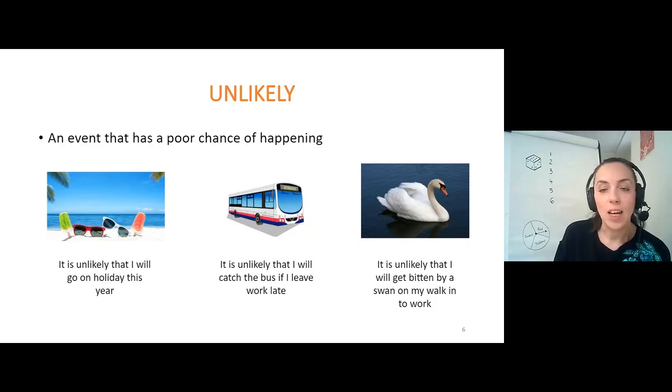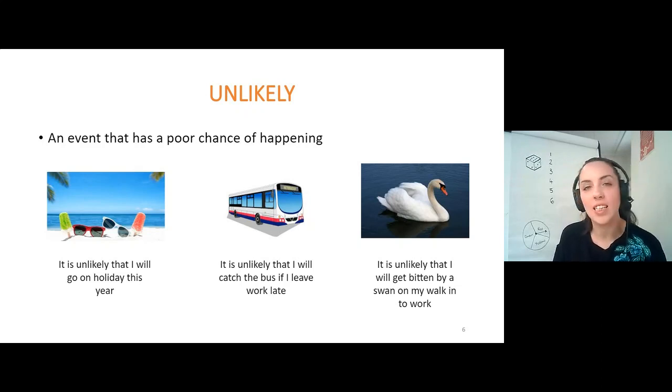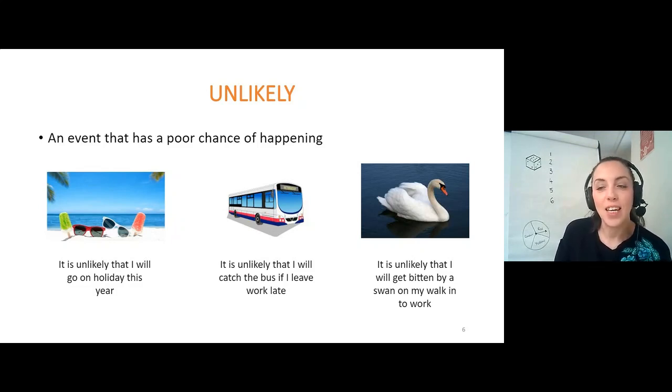It is unlikely that I will get bitten by a swan on my way to work tomorrow. But I did once get bitten by a swan on the way to work. So it's not a certain or an impossible event. It's more unlikely than likely. On this particular day, I was walking to work along the canal and got approached by a family of swans. I couldn't get past them, and I did get bitten by a swan trying to get past. So I ended up having to turn around to go over the bridge and back on myself a little bit. You'd think it was impossible, possibly, but it's actually unlikely because it has happened before.